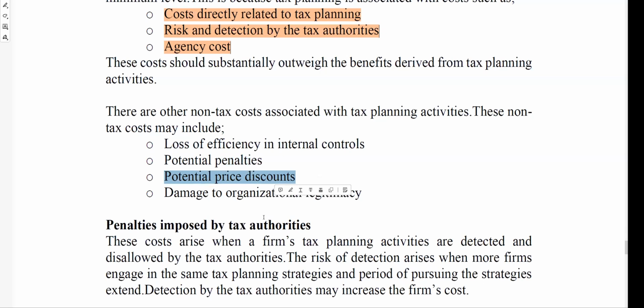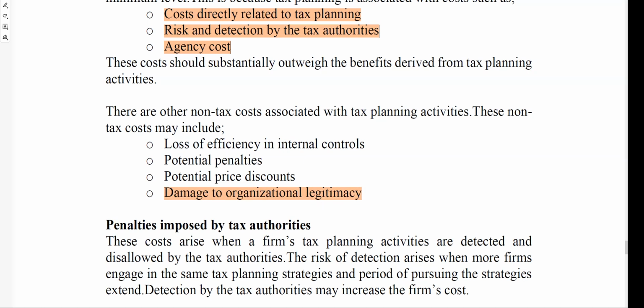For instance, some people take up some particular decisions because they want to get tax planning. The tax authorities may consider these decisions that you have taken as non-business decisions, like it wasn't done because of business, but just to take advantage of the tax law. And then it may be a damage to your organization's legitimacy. People, or the authorities, may see your organization as not legitimate.